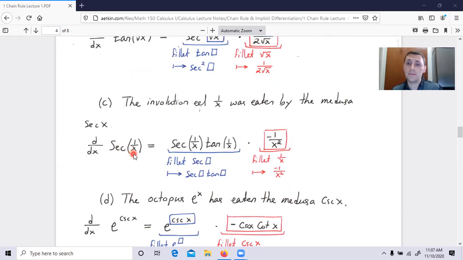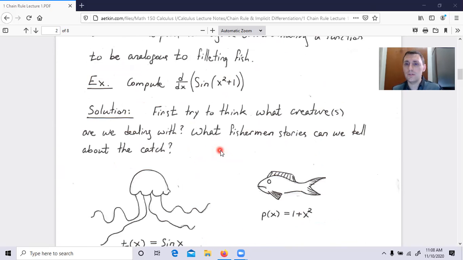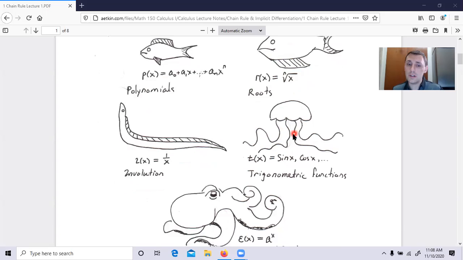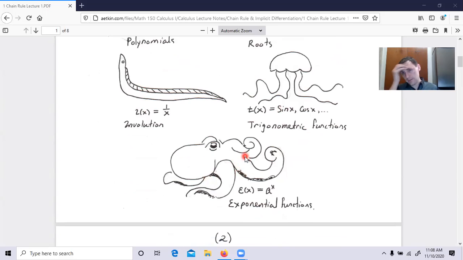I think of trigonometric functions as medusas, for obvious reasons, perhaps. You remember at the very beginning I discussed the types of functions that we recognize and know how to differentiate. We have polynomials, radicals, involutions. Together, involutions and polynomials build up rational functions. I can even differentiate that. Then I have root functions, and of course functions like sine, cosine, other trig functions, and exponentials. Those are the functions I'm familiar with and supposedly know how to differentiate. Good?